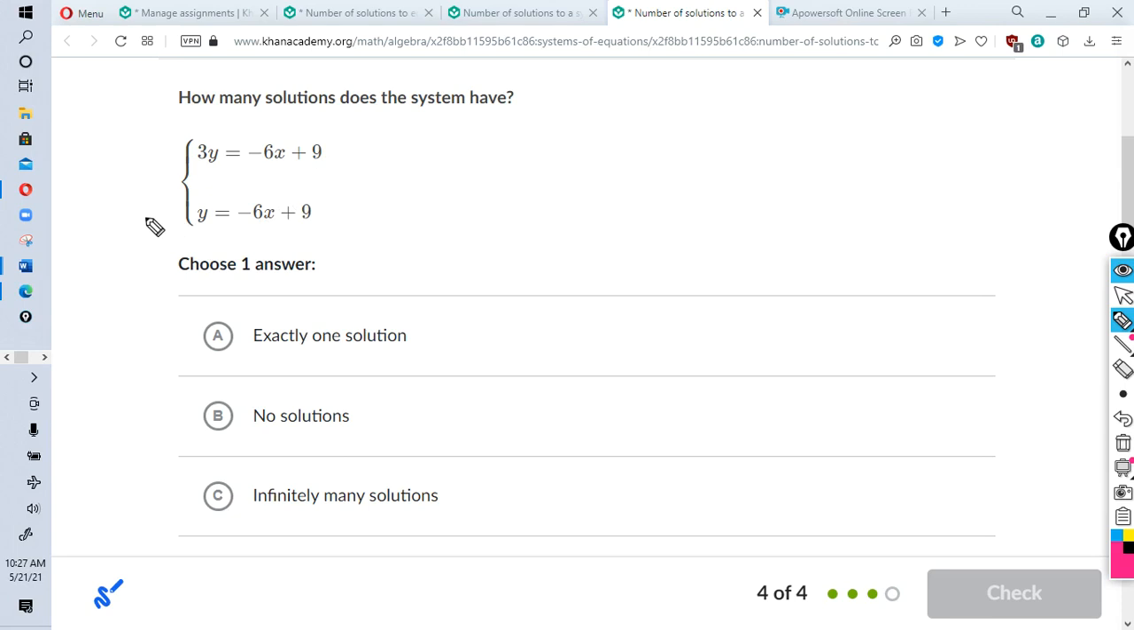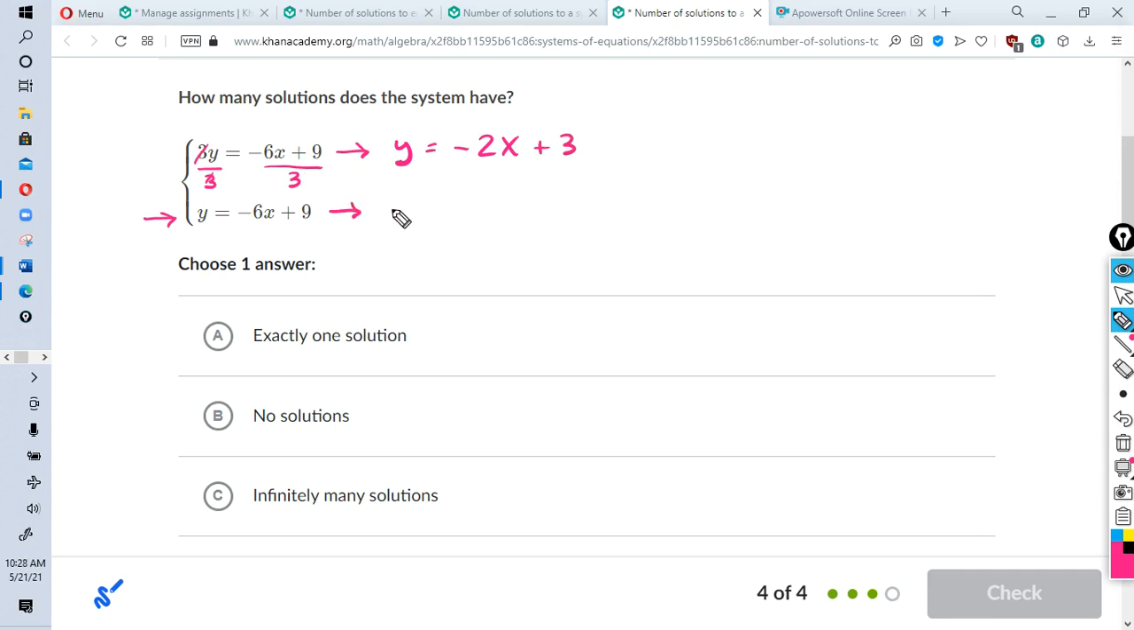Since this one is in the form y equals mx plus b, let's do the same thing with the top equation. Let's solve for y. I'm going to divide both sides by 3. 3y divided by 3, the 3's cancel. Negative 6x divided by 3 is negative 2x. And positive 9 divided by 3 is positive 3.